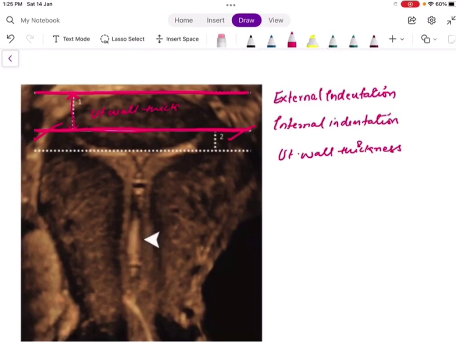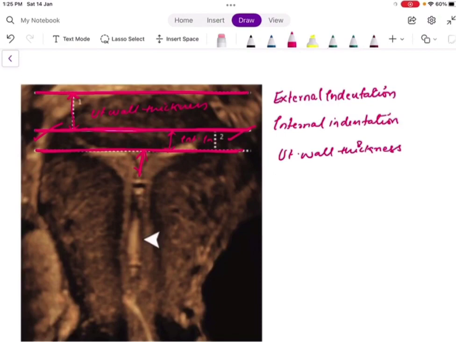Okay, and another line is drawn that is passing through the uppermost border of this endometrial lining. So this is another line, and the distance between this interostial line and this line is actually the internal indentation. Okay, and then what's the external indentation?